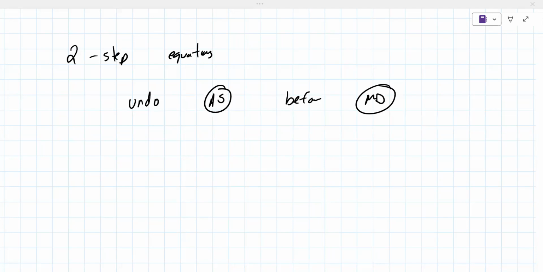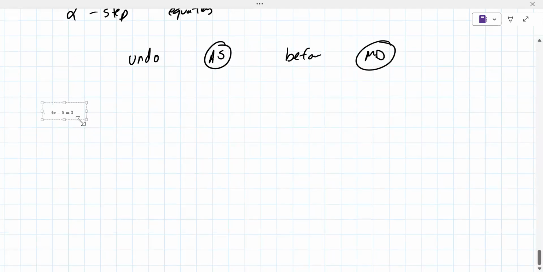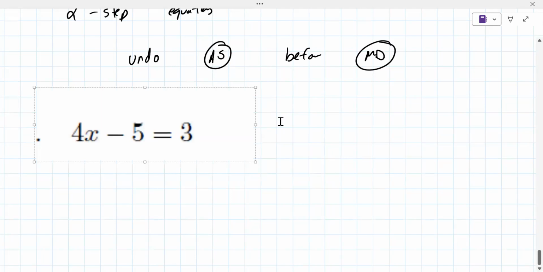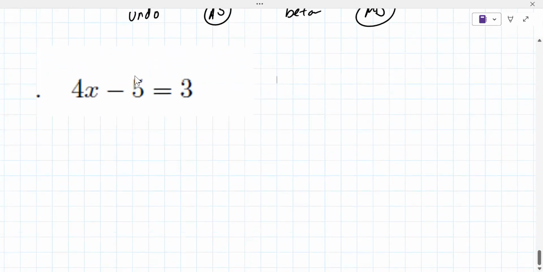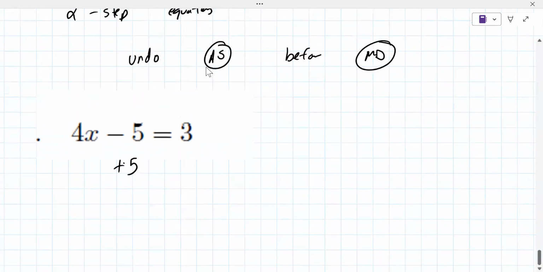But here's an equation. We're just going to look at a very basic problem. This is kind of where I wanted to go, and we had to take a step back. So here we go: 4x minus 5 equals 3. How do you undo subtraction over here on the left? Addition. So you're going to add 5 to both sides.